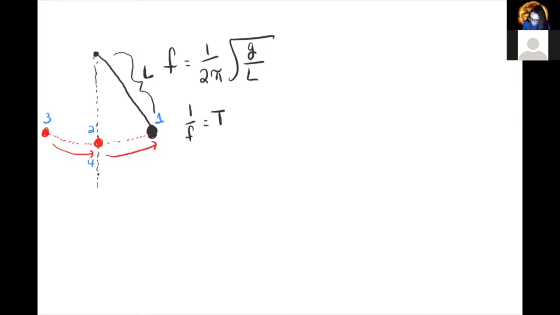So if I wanted to find the period of oscillation, which is essentially the time it takes my mass to go from point 1 to point 3 and back to point 1 again, that's the period for one oscillation. That period is the inverse of my equation for frequency. So then the inverse of this is equal to 2 pi times the square root of L over g. So that would be your period of oscillation for my simple pendulum.